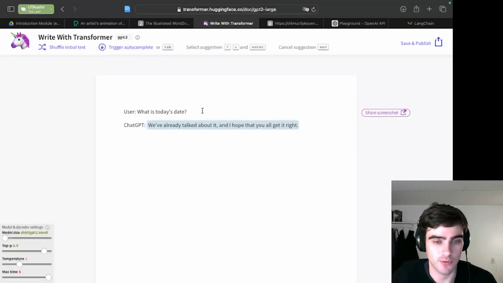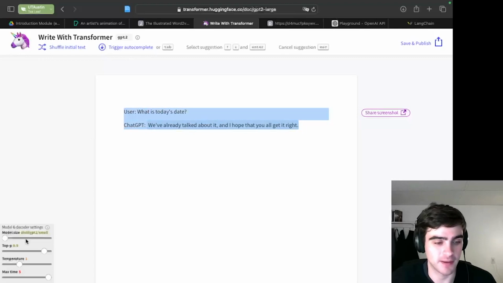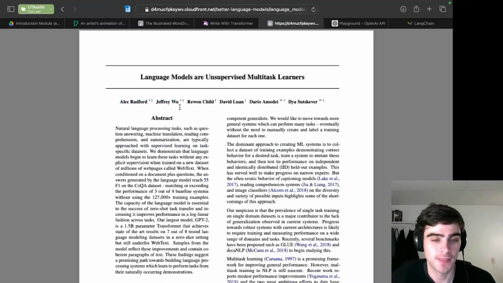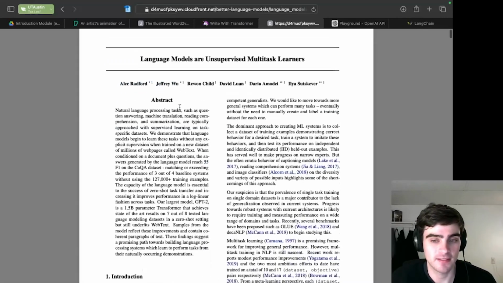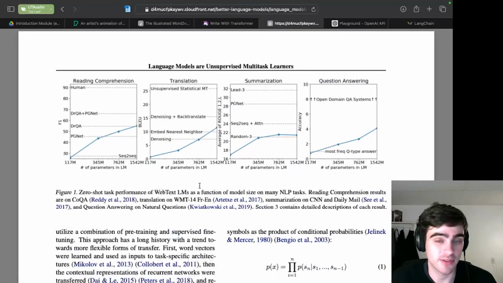So here the user is asking, what is today's date? GPT-2 decided to respond with, we've already talked about it, and I hope that you all get it right. I don't really understand that response, but that's because I'm using a really small model. If we go and look at GPT-2, the paper that came out with this by Radford from OpenAI, we can see that as we make these language models larger, as we give them more artificial neurons, they get smarter and smarter. They go up and up in reading comprehension, up and up in their ability to translate, up and up in their ability to summarize, and so on.